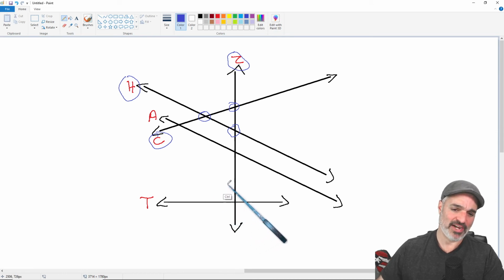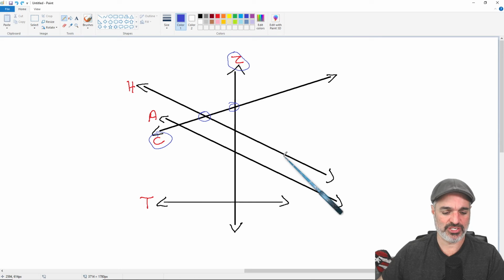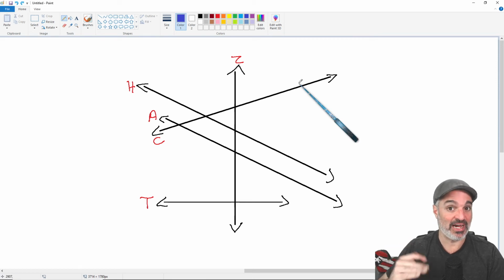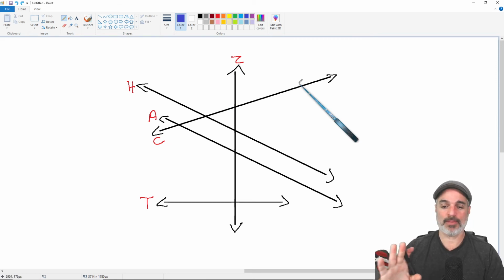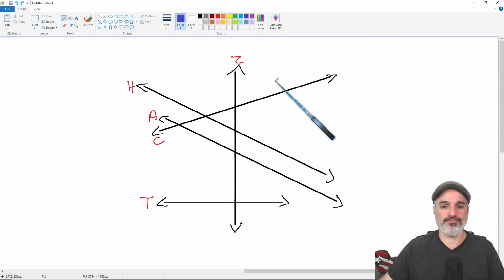Now, how about if I ask you this? Out of all of these lines that you see here, what lines appear to be perpendicular? And I'm going to be very careful and say appear because we're not using a protractor to measure any angles. We're just doing this by visual inspection. So out of all these lines, what lines appear to be perpendicular? If you want, pause the video for a second and think about this and try to come up with an answer before I give it to you.